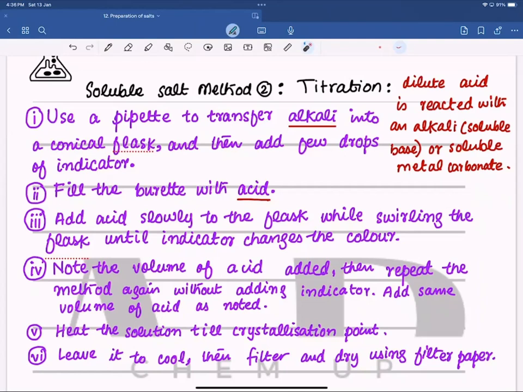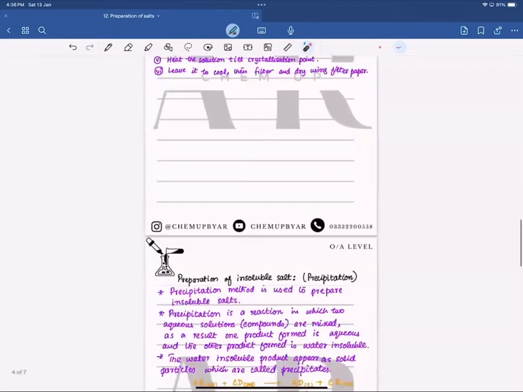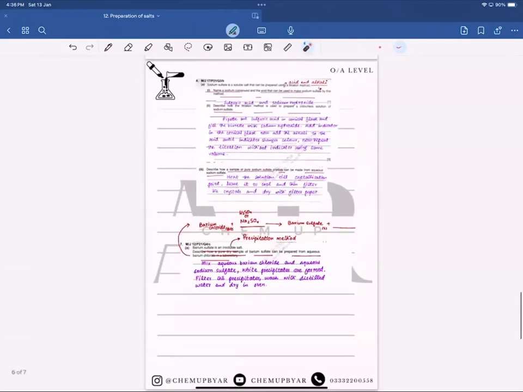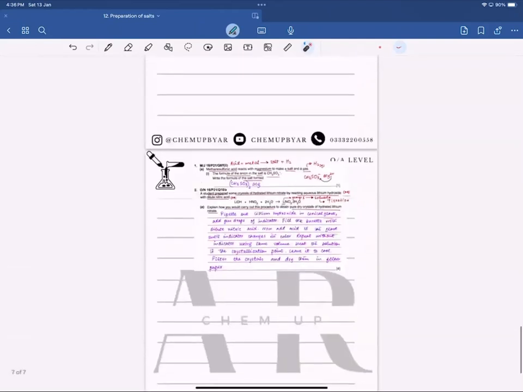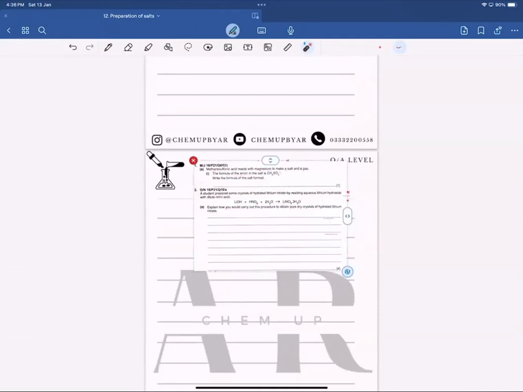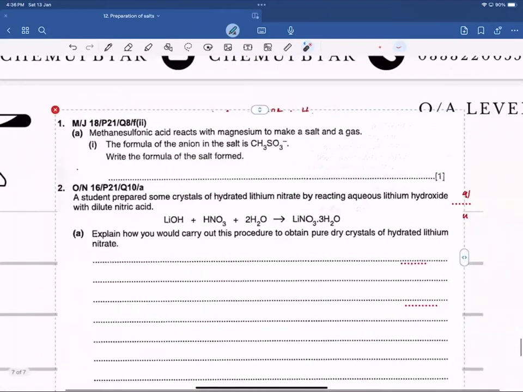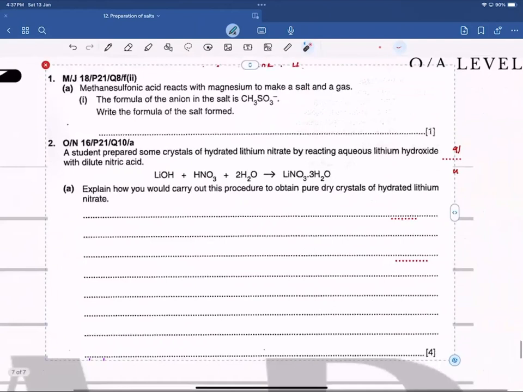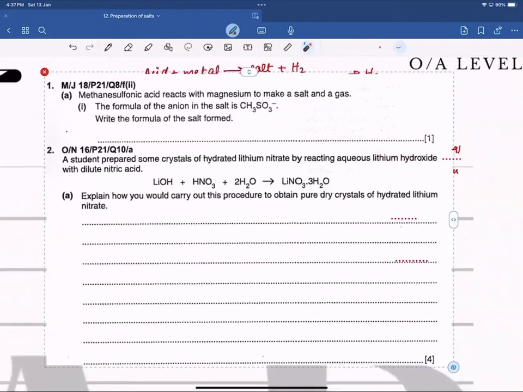Okay, so if we have to prepare the salts of group 1 elements like lithium, sodium, potassium, and calcium, then we will go for this titration method. Now let's have a look at the question related to this method. See over here. First look at question number 1, part A.